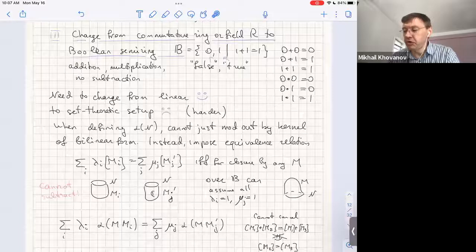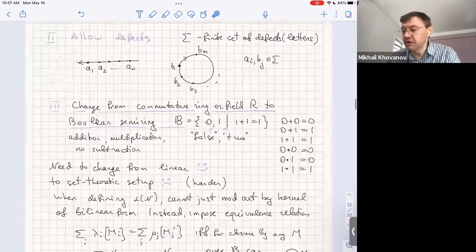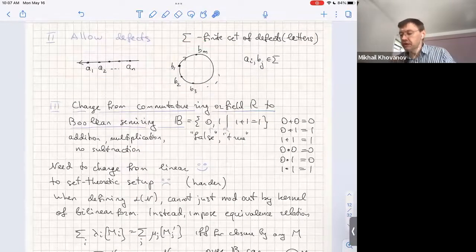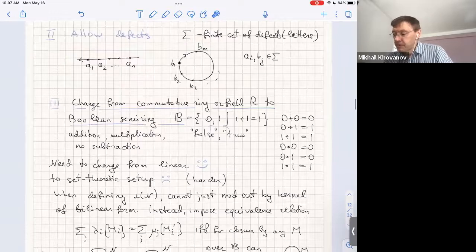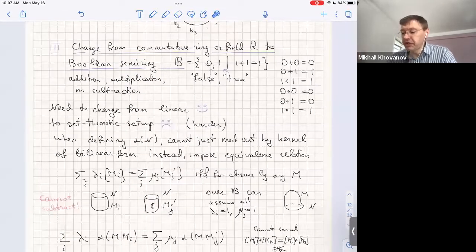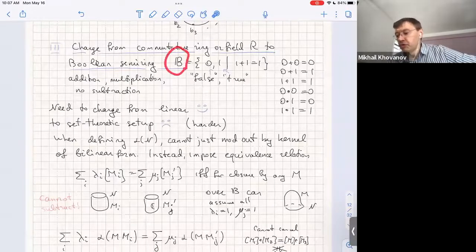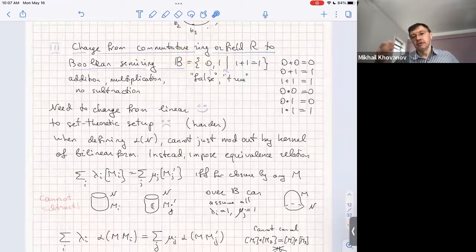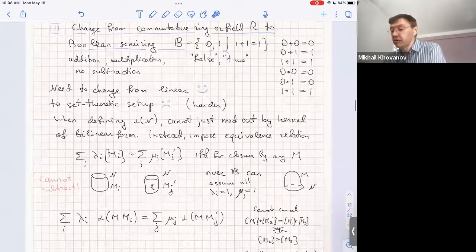Now we can do the universal construction in this story. Because we don't have subtraction, we don't have vector spaces, we need to be more careful in defining equivalence. So if we do the universal construction, we should work with semi-modules over the semi-ring B, so B semi-acts. You can multiply a vector by zero to get the zero vector. You can multiply a vector by one to get itself. And because one plus one is one, a vector plus itself is itself. So these are semi-modules over B.